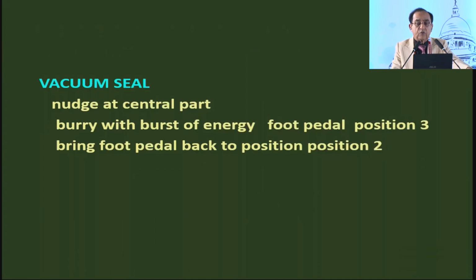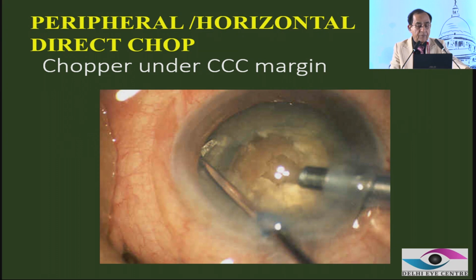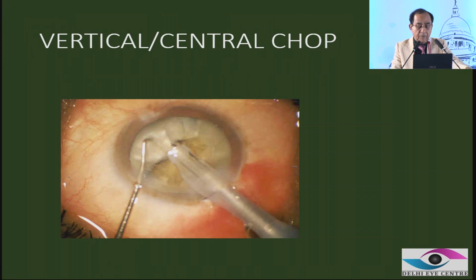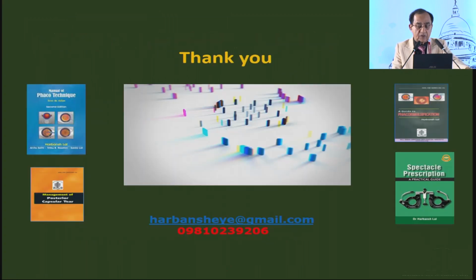So when we do the vacuum seal, at the central part of the nucleus give a little bit of energy. Once the tip goes in, bring the foot pedal to position two and hold over there. So when we do the peripheral chop or the horizontal chop, you can see my phaco tip is lying here. The chopper has gone to the periphery, and then we start the chopping from the periphery. I already explained what central chop is.